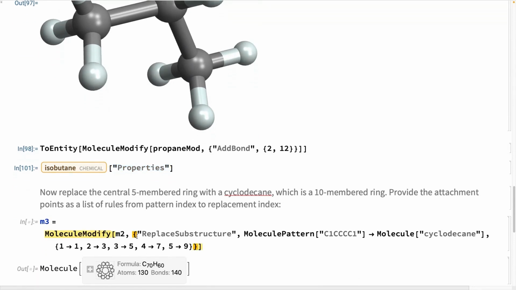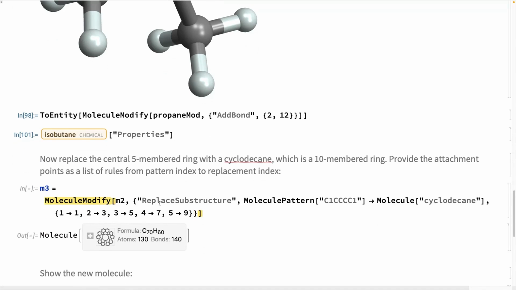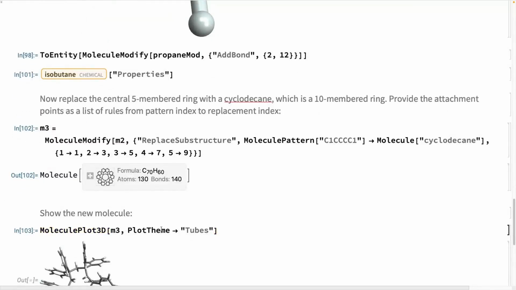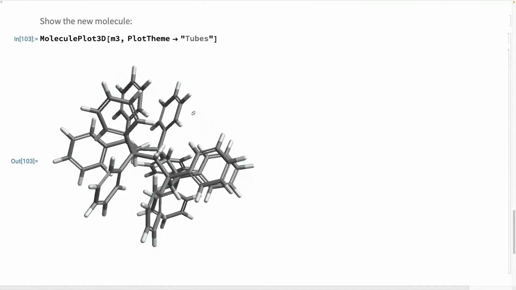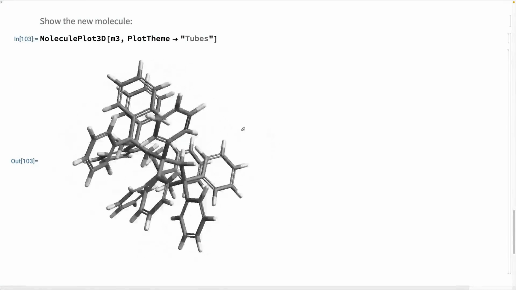So another thing you could do is if we go back to that modified molecule where I swapped out the hydrogens for benzenes, here I could go a little bit crazier, and I could say, okay, anytime you see this particular molecular pattern, replace it with cyclodecane. And then the attachment points for that are provided as a list of rules. So if I run this, we can get an even crazier molecule here.